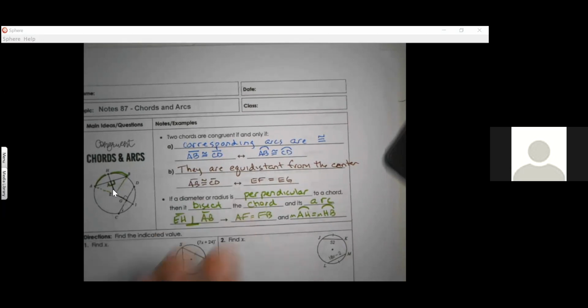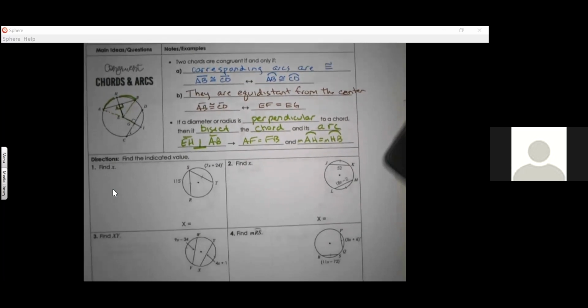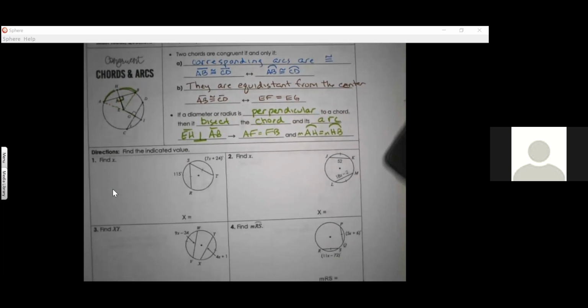Okay, so these are our three theorems that we're going to be using today. Some of them are very straightforward and we'll find a solution simply. Others are going to require a little bit more in depth.